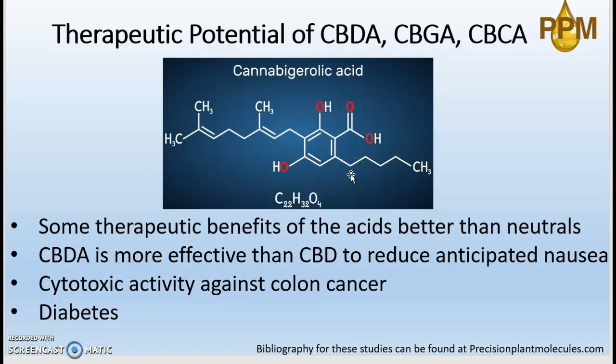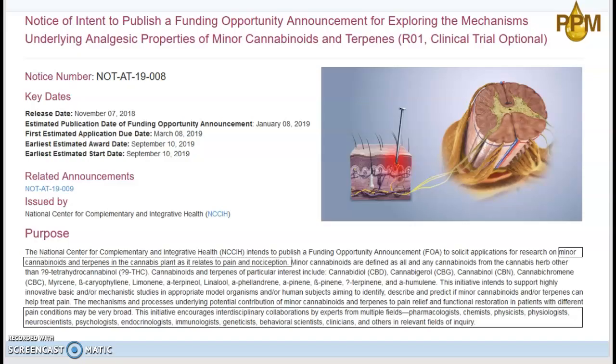Recently, a lot of people have paid attention to the acids. That is the chemical cannabinoid that still has this carboxylic acid attached to it. It has been shown that the acids in some cases can be better than the neutral compounds. So CBDA can be better than CBD. In this case, CBDA has been shown to reduce nausea in particular, and that was more effective than CBD.